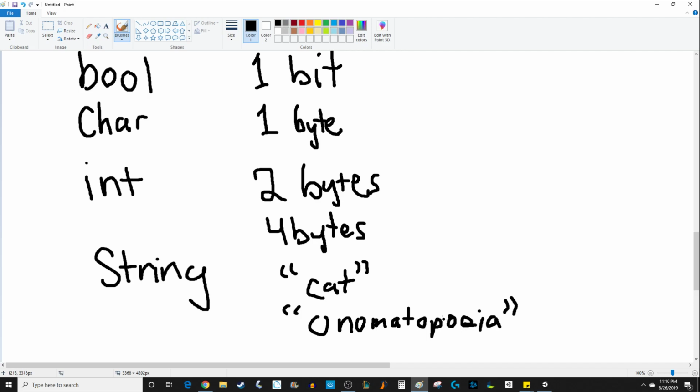So for a string, it's always going to be the number of characters plus 1 in terms of bytes. It'll have a terminator. So this string up here for cat, this would be 4 bytes. And then this string down here for onomatopoeia, since it has 12 characters, it's going to be 13 bytes. So strings have a variable size, and it depends on how many characters there are.